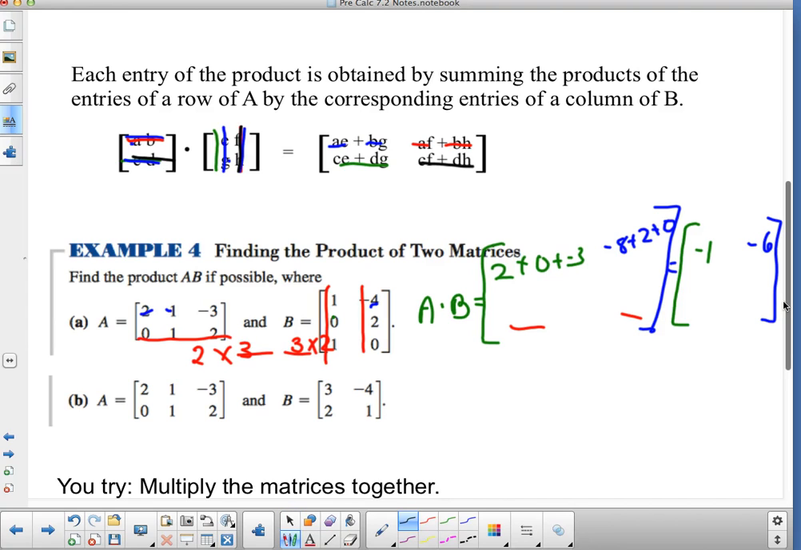So my last one, 0 times 1, 0. 1 times 0 plus 0. 2 times 1 is 2. That's 2. 0 times negative 4 is 0. 1 times 2 is 2. And 2 times 0 is 0. And I get 2. So this is my answer matrix of A times B. Okay? Keep in mind that the columns of the first matrix and the rows of the second need to line up. Okay?